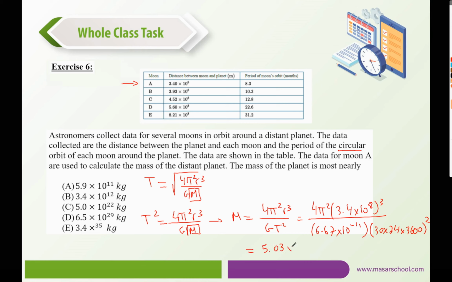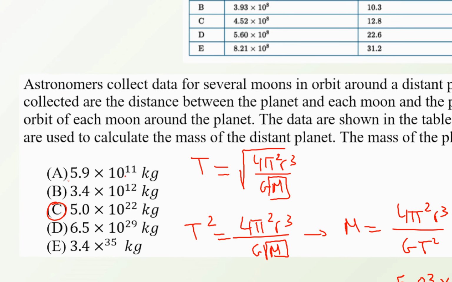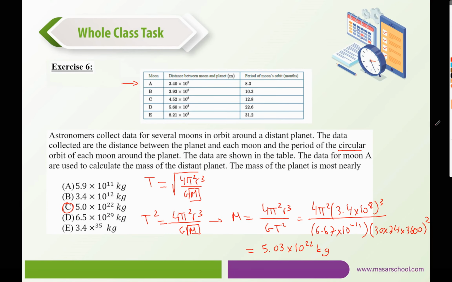5.03 times 10 to the power 22 kg, which makes C the correct answer. Notice that A and C are close at first glance, but the orders of magnitude are different. This is 10 to the power 11, this is 10 to the power 22.